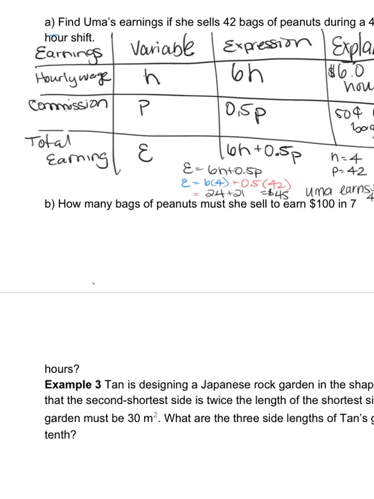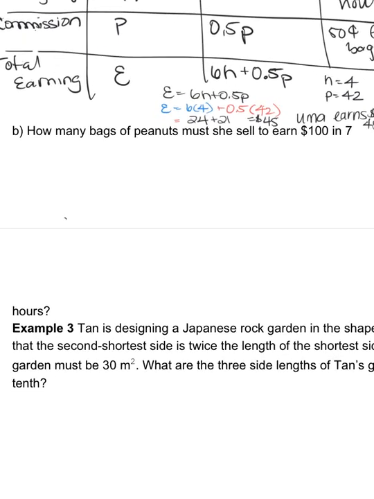You can do a couple of practice problems. It's saying, how many bags of peanuts must she sell in order to earn $100 in 7 hours? So I have my equation that we did the hard work with in question 1. So I know my equation is earnings equals $6 per hour plus 50 cents per bag of peanuts. Only we have some different information here. So for instance, we know now that she wants to earn $100, so my E needs to be $100 and my H is 7.